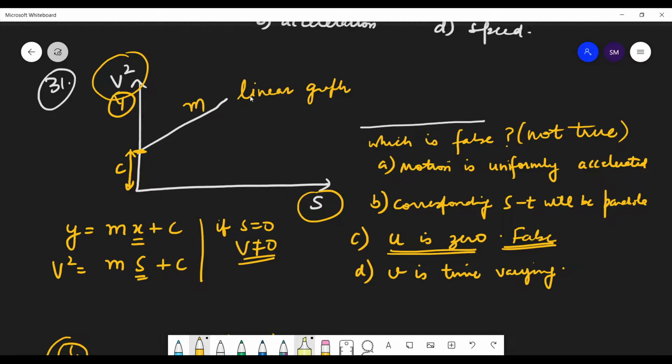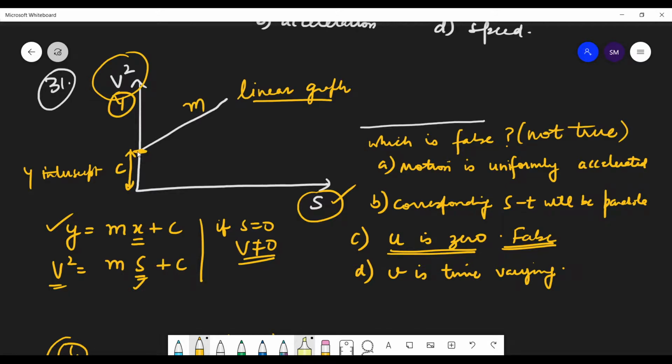See, look at this graph. This is a linear graph. So the equation of the linear graph is y is equal to mx plus c. What is y here? V square. What is x here? S. Very good. And what is c here? C is the y-intercept. And y-intercept gives us the value of speed or velocity, whatever it is.